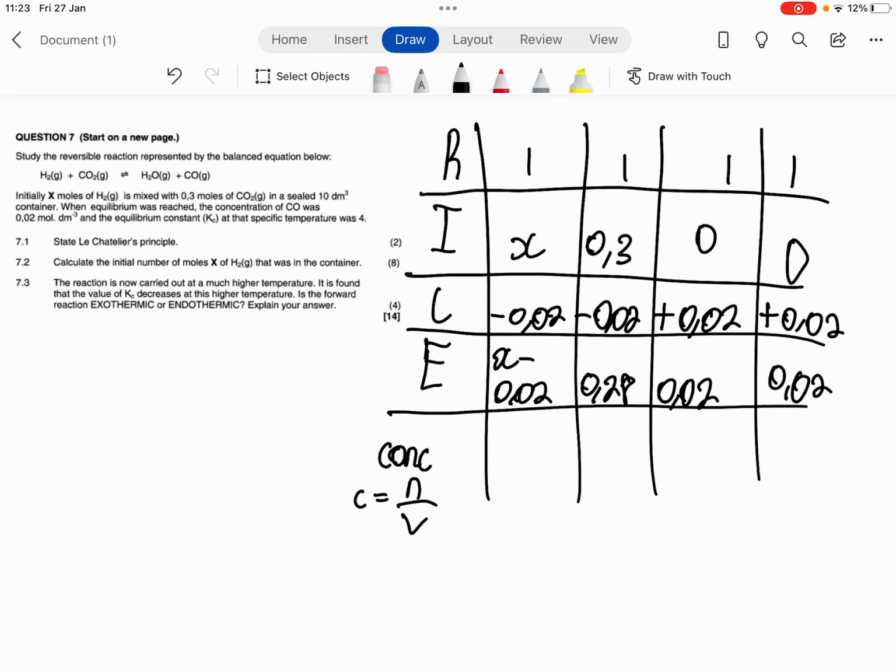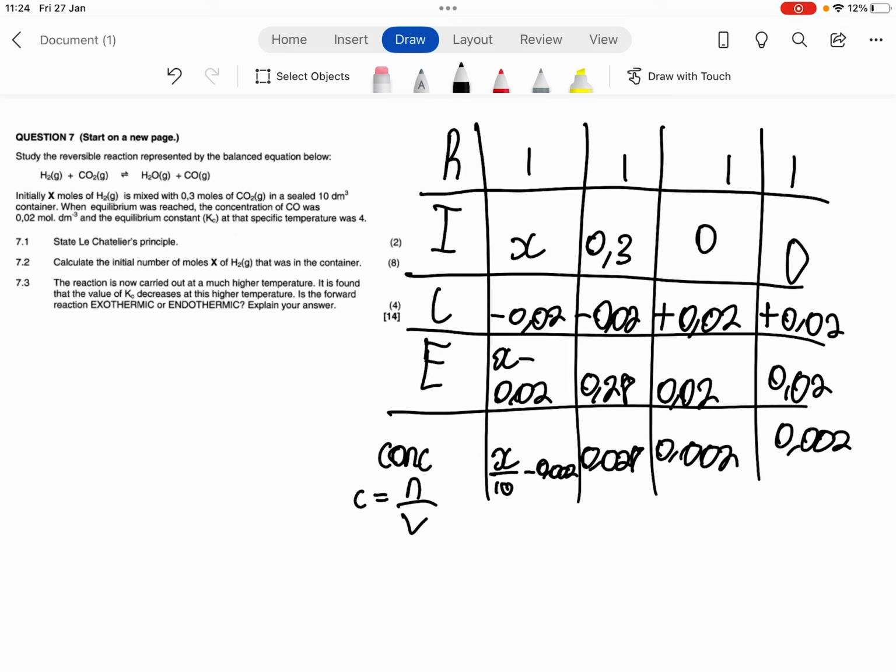So we're going to start off here with our last column, and it's going to be 0.02 divided by 10 because the volume of the container is 10 dm3. And we get an answer of 0.002. Same goes for H2O, it becomes 0.002. For this one here we have 0.28 divided by 10, which gives us 0.028. And for this one here, I'm just going to leave it as is. So I'm going to say X divided by 10 minus 0.002.